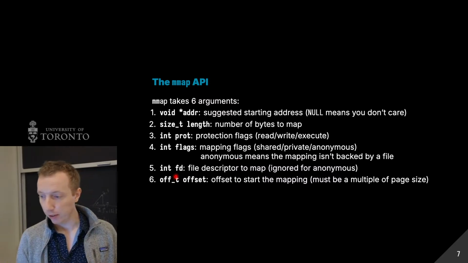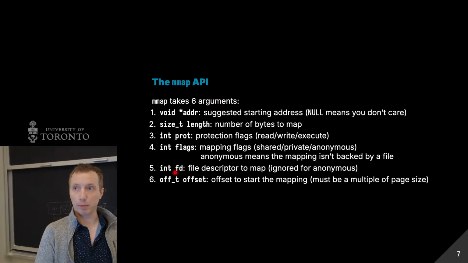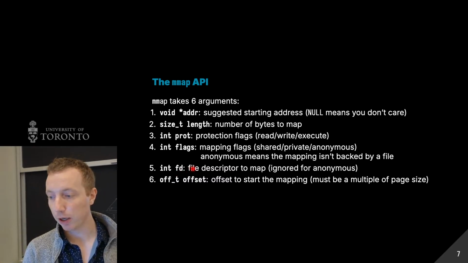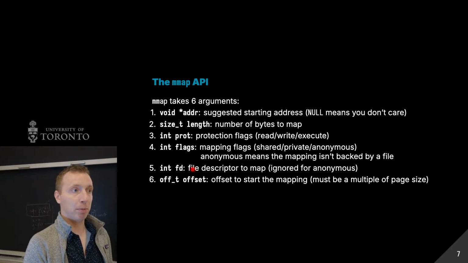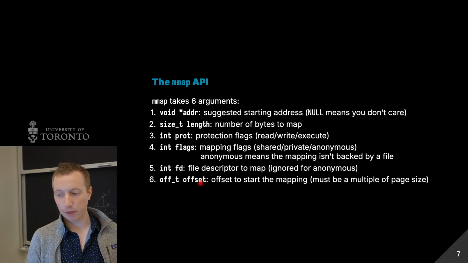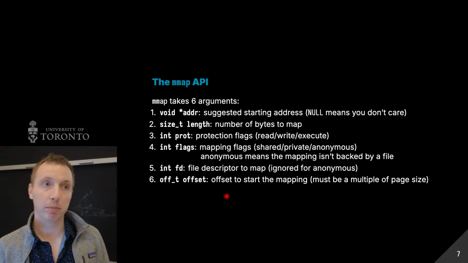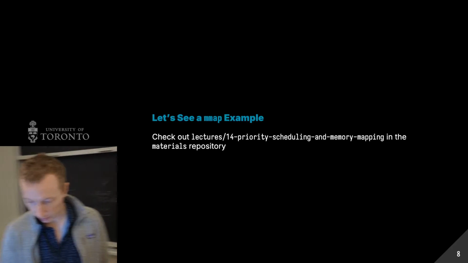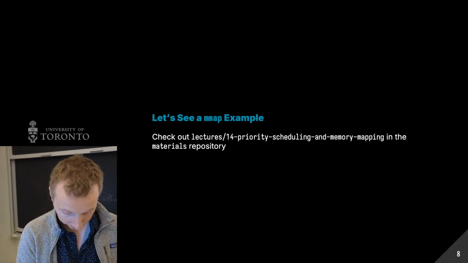The fifth argument here is a file descriptor. If you just want anonymous memory, you don't want it initialized with the contents of a file, you can just ignore it. Otherwise, it's the file descriptor that you want to start reading data from and populating all of those virtual pages with. And then the last one is an offset, how many bytes to start the mapping from, which must be a multiple of the page size. So let's just see an example, because this is an easy way to access a file.